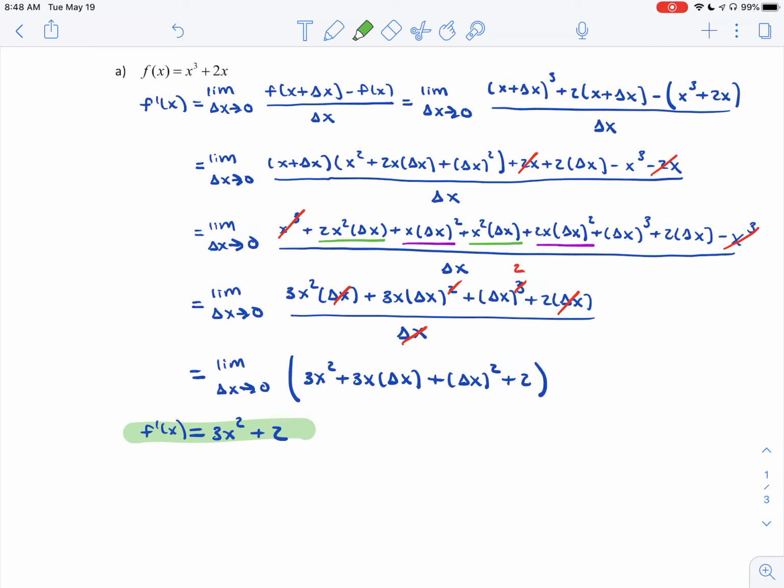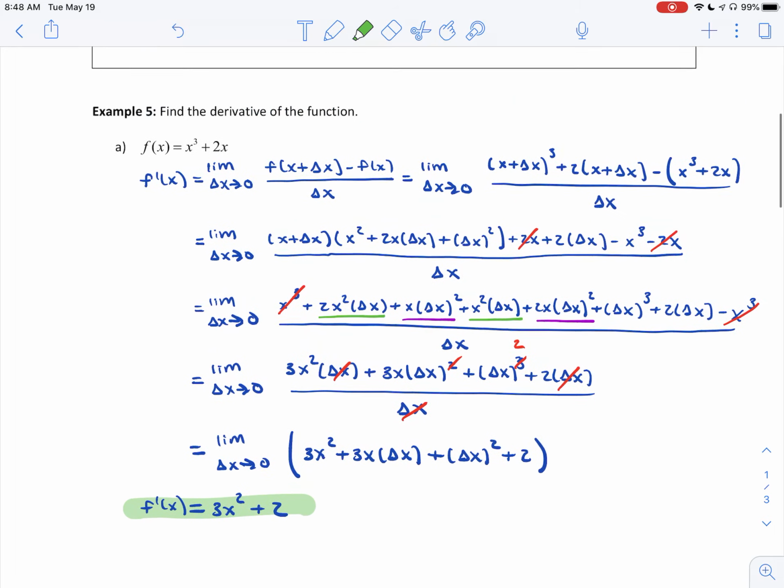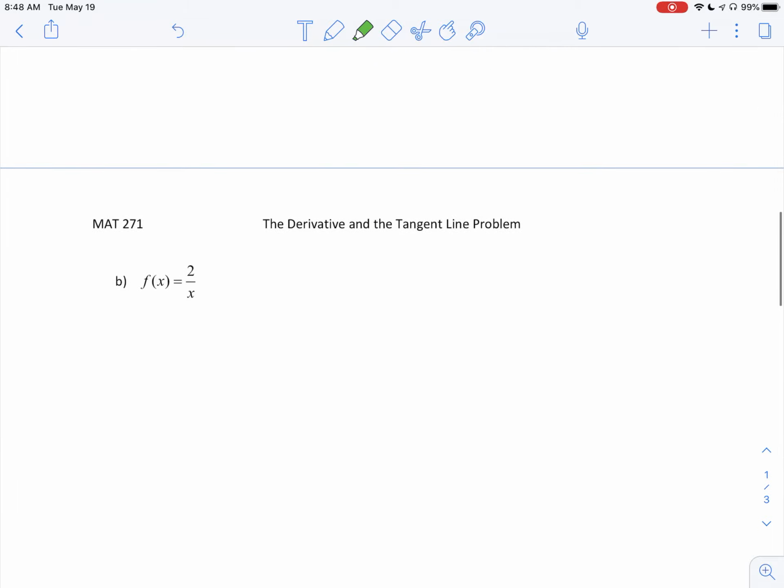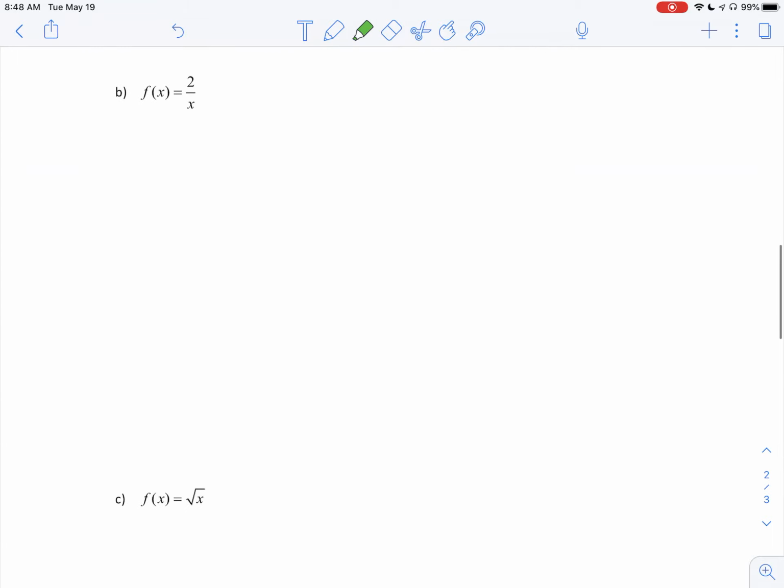All right, so this is the process of finding a derivative. As we get into later sections, you'll see that we have some shortcuts that we can use to take these derivatives a little bit faster, but this is the process that we'll be using for now at least. So let's go ahead and look at another example.